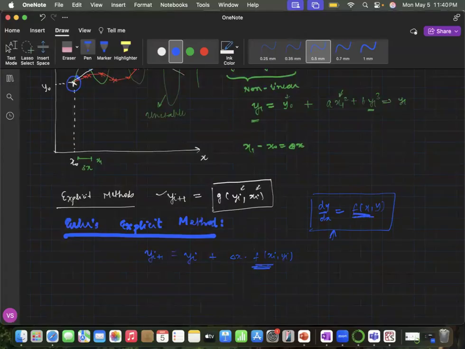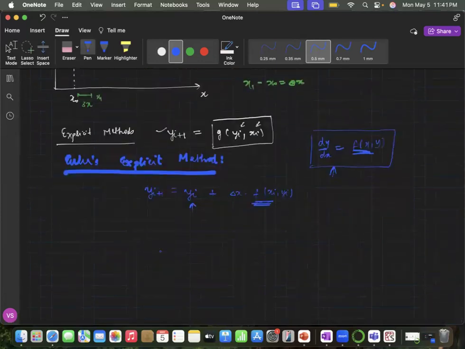So once again, you see, in the RHS of this solution, we see only yi, right? So we have yi, we have xi, yi over here, and because of that, this can also be computed very easily. So we don't really need to solve any non-linear equations in order to evaluate yi plus 1. That's why it's an explicit method, right? This is the Euler's explicit method, and this is something that I very often use, right?